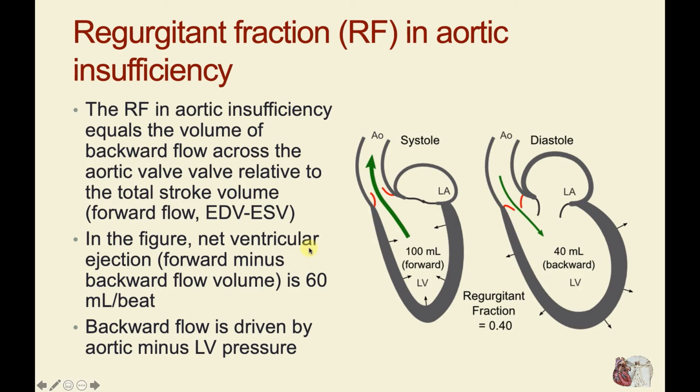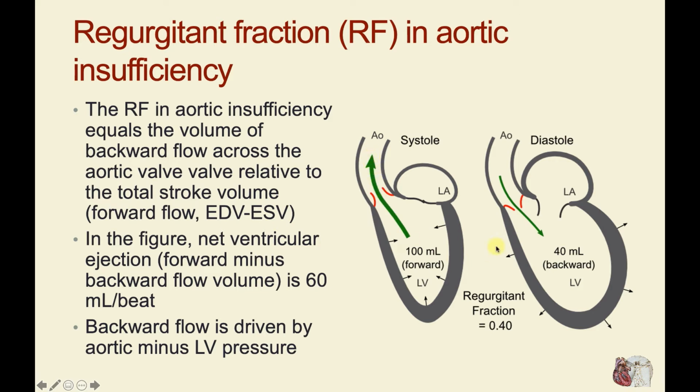To quantify the amount of regurgitation, one can calculate what is called a regurgitant fraction. Now, the regurgitant fraction in aortic insufficiency equals the volume of backwards flow across the aortic valve relative to the total stroke volume. If the total forward flow or stroke volume initially is 100 mLs, and it's enhanced because we have greater filling of the left ventricle in this condition, so it has a larger volume, and the Frank-Starling mechanism will operate, and it will therefore increase its stroke volume. So that's why I'm saying that the stroke volume might be 100 mLs instead of the typical 70 that I usually refer to as normal in my diagrams. So it's 100 mL, so that is the forward flow.